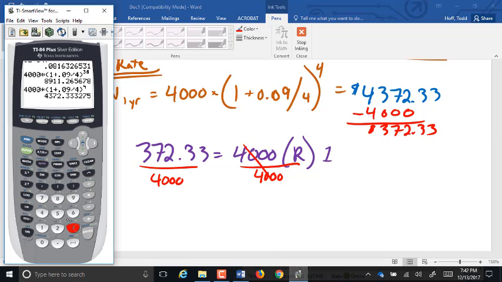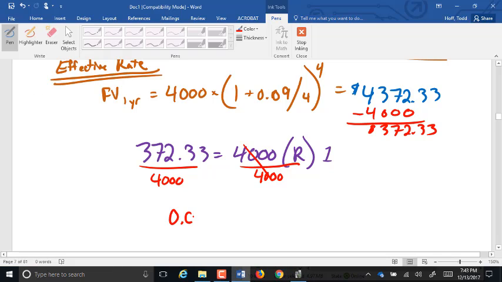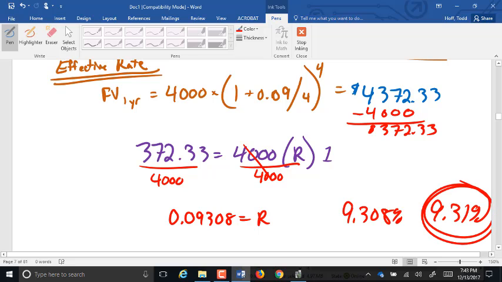So 372.33 divided by 4,000 is 0.09308, which equals the rate. Move the decimal, that's 9.308%, which is 9.31 if we're going to 2 decimal places.